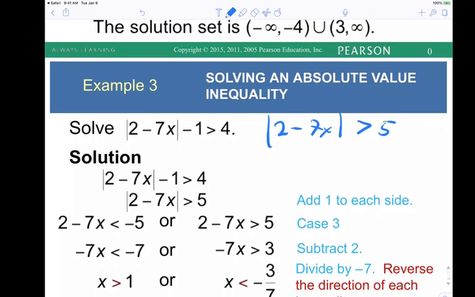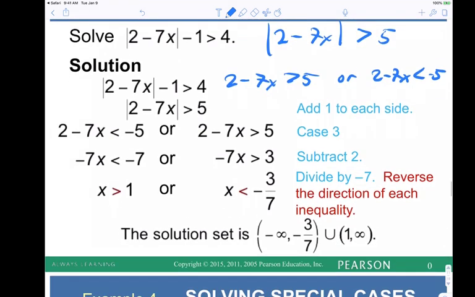Okay, so once you identify this case 3, you should be able to take it from there. It's a repeat of the previous. How do we write this again? You just rewrite it: 2 minus 7x greater than 5. We do the "or flip," or the KFC. So then we say 2 minus 7x is going to be less than negative 5. Solve it, and you'll see how it works. I'm going to leave the rest as an exercise.